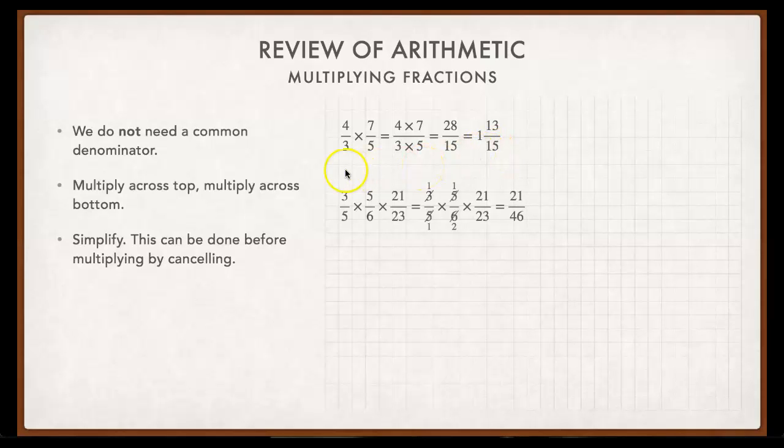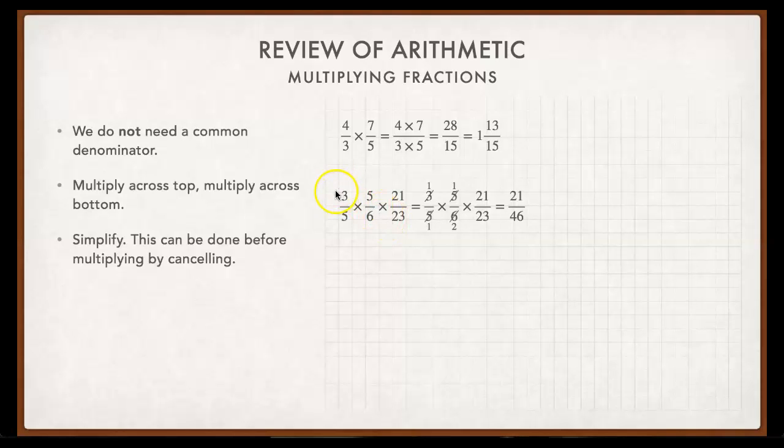But here let's look at one that will involve some canceling. So here we have 3/5 times 5/6 times 21 over 23. Now when you see a problem like this, you really want to make sure that you're looking for things to cancel out ahead of time, because otherwise we're going to be multiplying 3 times 5 times 21 on the top and 5 times 6 times 23 on the bottom. We're going to end up with large numbers, and arithmetic is going to be difficult, and we're going to be more likely to make mistakes.